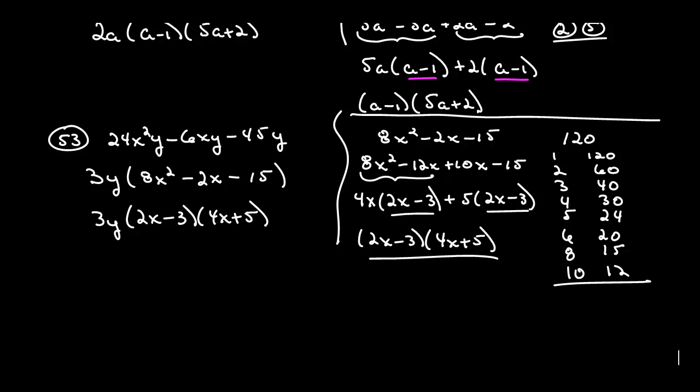And that's it. So if the answers in the book have this guy here and that guy there, it doesn't matter because multiplication is commutative. So we can switch the order of all 3 of these factors if we wanted to. Okay? So hopefully that helps you out.